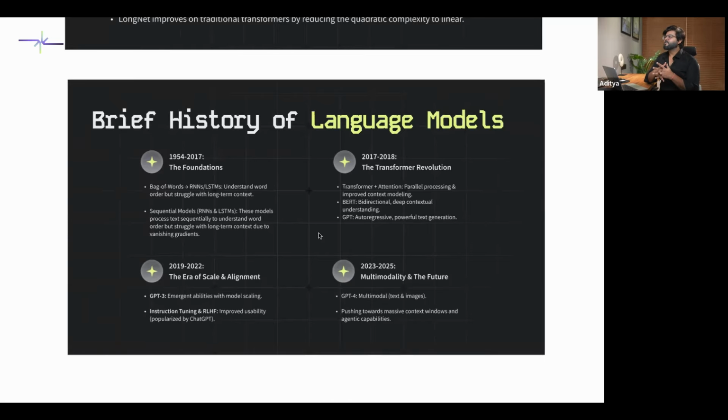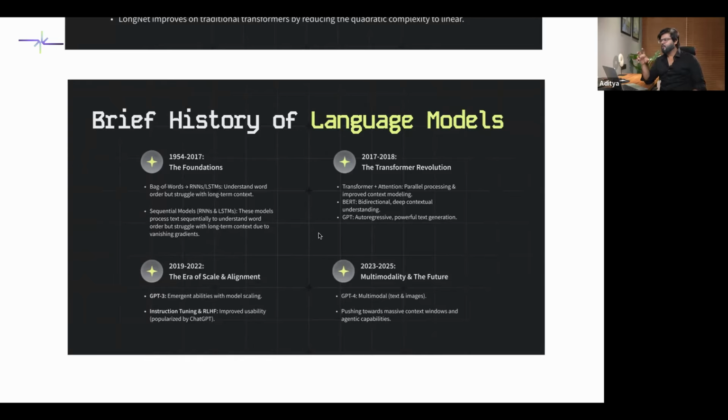Okay, 1950s to 2016. The models at that time were very simple, like bag of words, counting word frequencies. You have RNNs, LSTMs that process text sequentially. LSTMs helped a bit with context, but struggled with long sequences. Okay, it's important to know what was happening at that time.